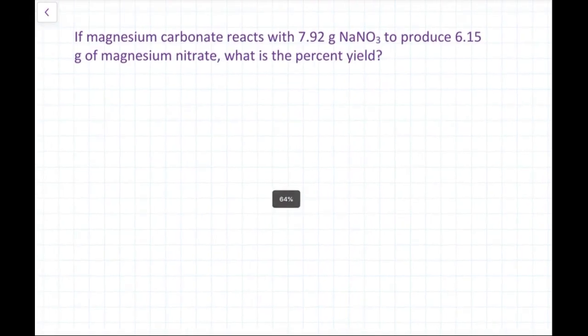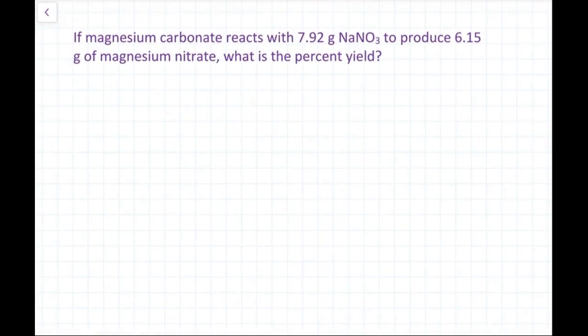So let's practice that. If magnesium carbonate reacts with 7.92 grams of sodium nitrate to produce 6.15 grams of magnesium nitrate, what is the percent yield? So we just have to break this down and think about what the numbers are that are given and how we're going to use them. We do, of course, need a balanced equation, so let's do that first.